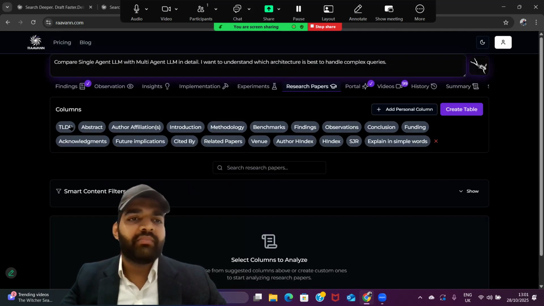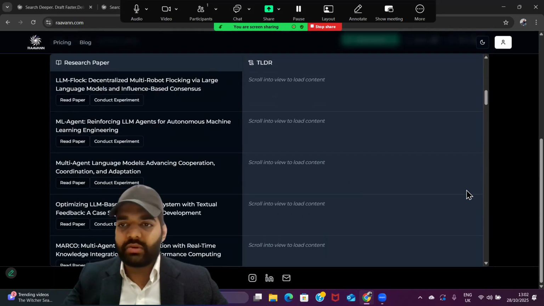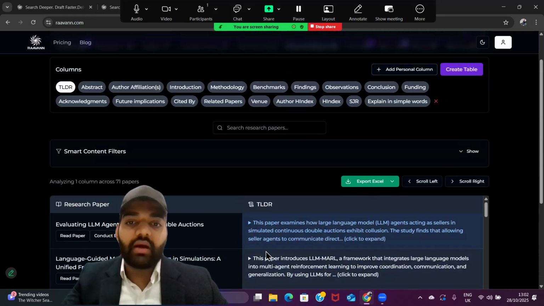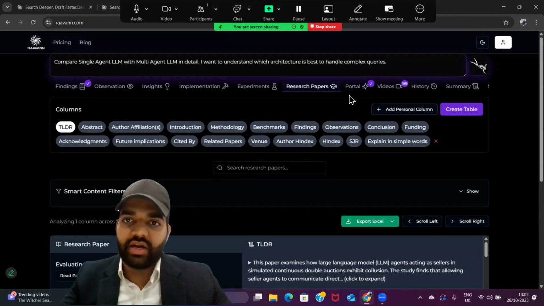And you can see, there's TLDR, too long didn't read, and you can read all the research papers like this. We have an export option, so you can even export the content that you found useful in this table. You can export it. I'll show it in the next video.